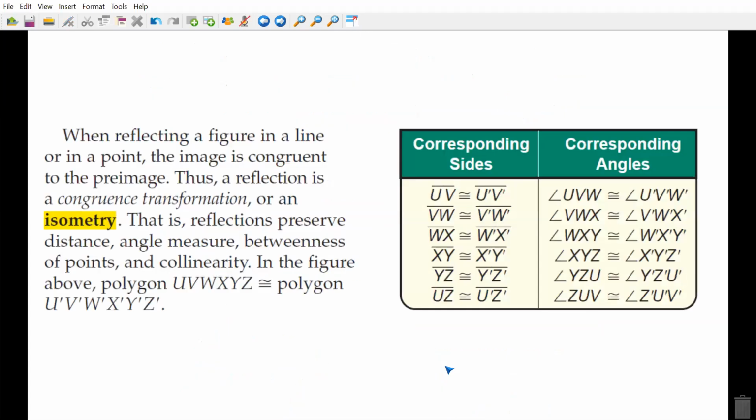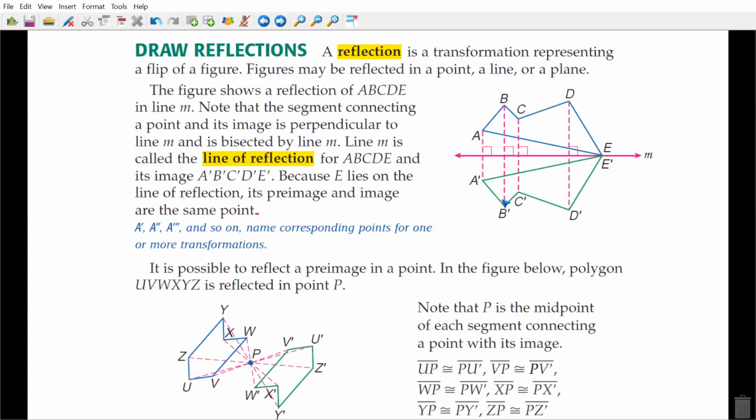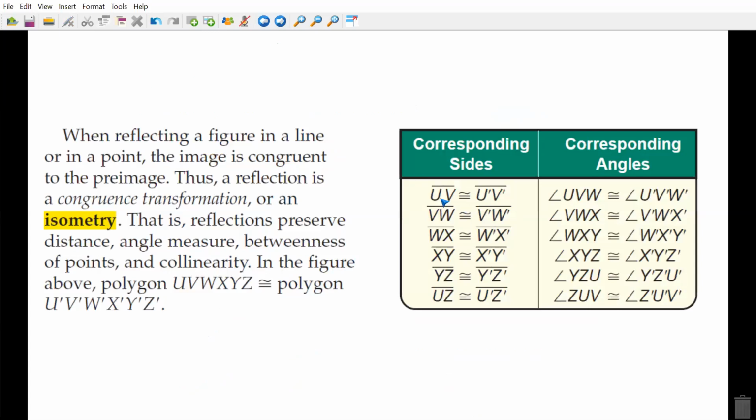When reflecting a figure in a line or in a point, the image is congruent to the pre-image. Yes, that's what we were saying over here. Segment UV was congruent to segment U prime, V prime. They have to be exactly the same, okay? The same happens with all the different segments you have over there.